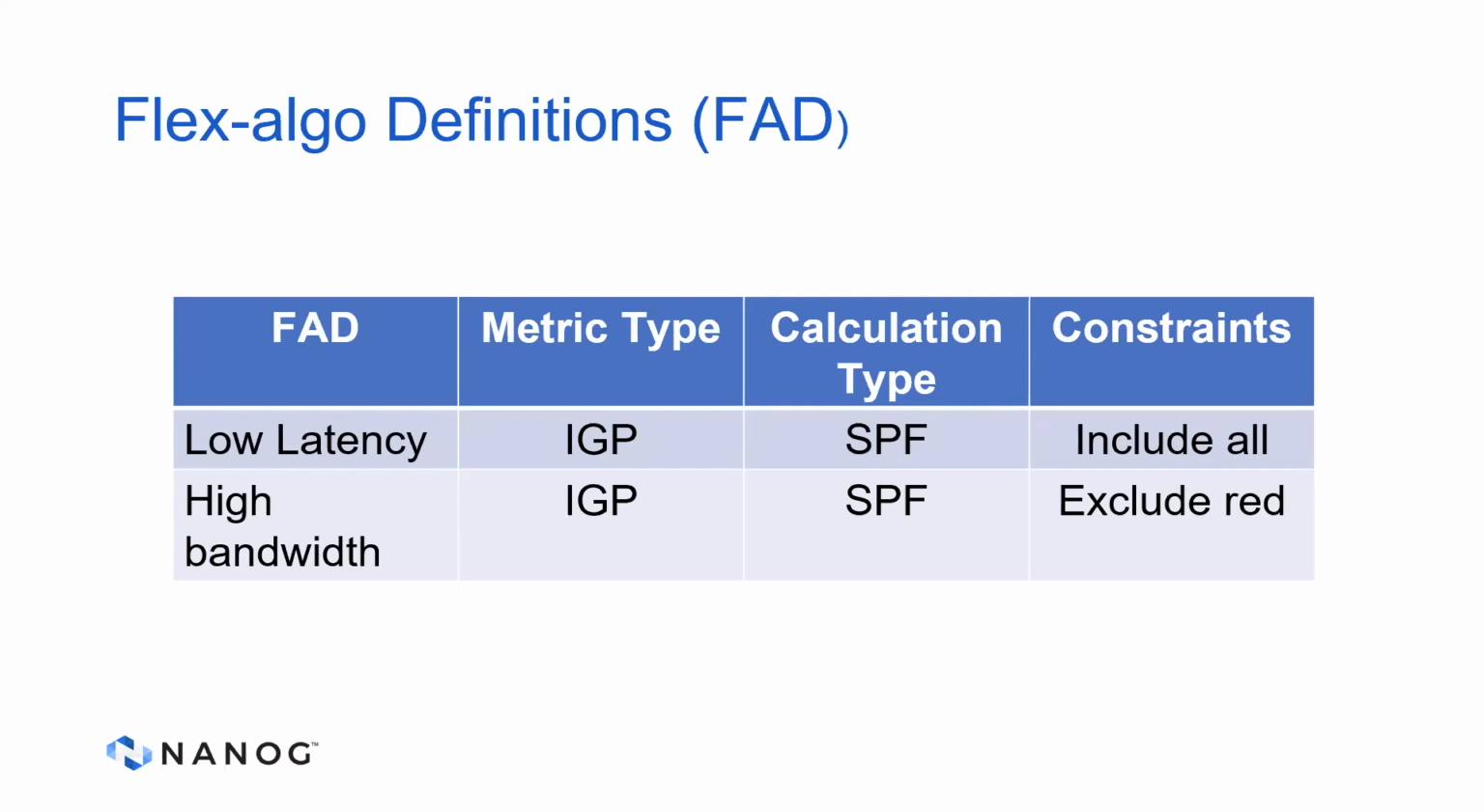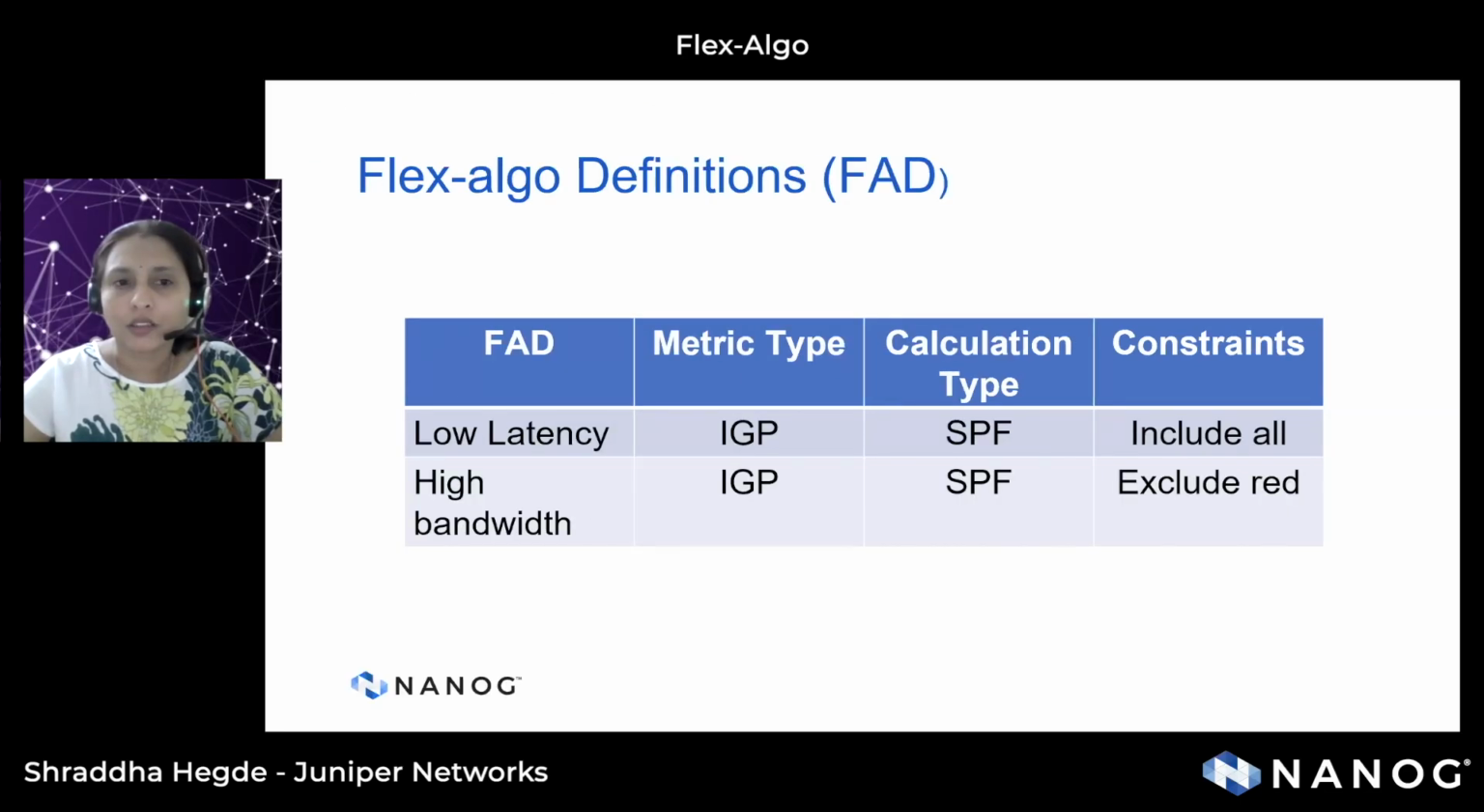There is a low latency FAD, which will have metric type as IGP and calculation type as SPF, and then it will have the constraints as include all. And similarly, there is a high bandwidth FAD, and that will have a metric type of IGP, and calculation type of SPF, and then it will have exclude red as the constraint. So the flexible algorithm definition constitutes of metric type, calculation type, and the constraints that will be needed.